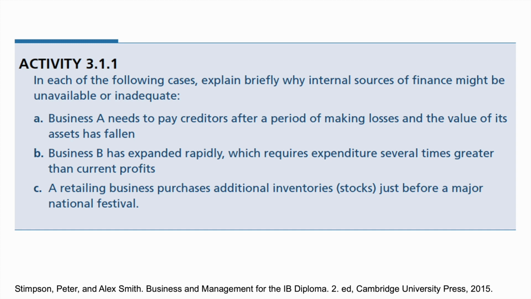So, as you can see in this activity, which I also borrowed from the textbook, there are different cases listed where we have to explain briefly why the internal sources of finance might be unavailable or inadequate. Let's maybe have the next few seconds. Please try to go over these different scenarios and try to explain, using your own words, why the sources of finance might be unavailable or inadequate, and maybe what would be some other options that the businesses could take.